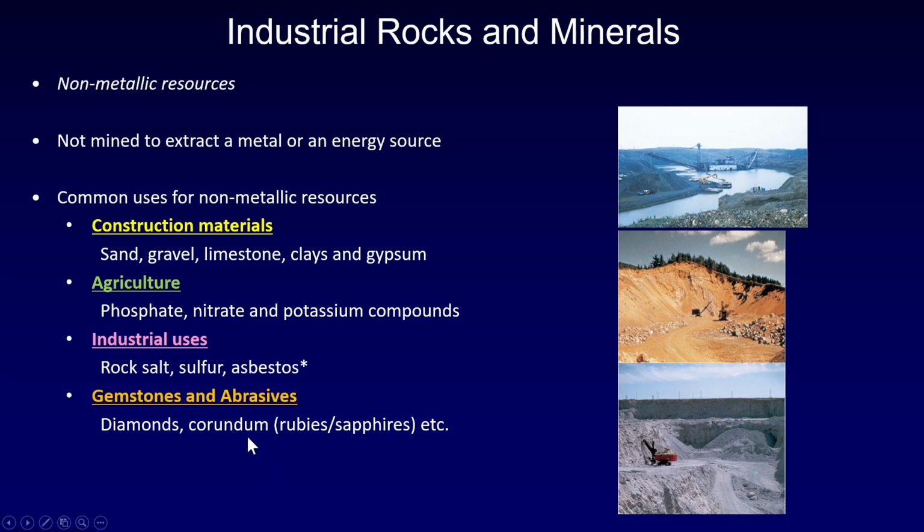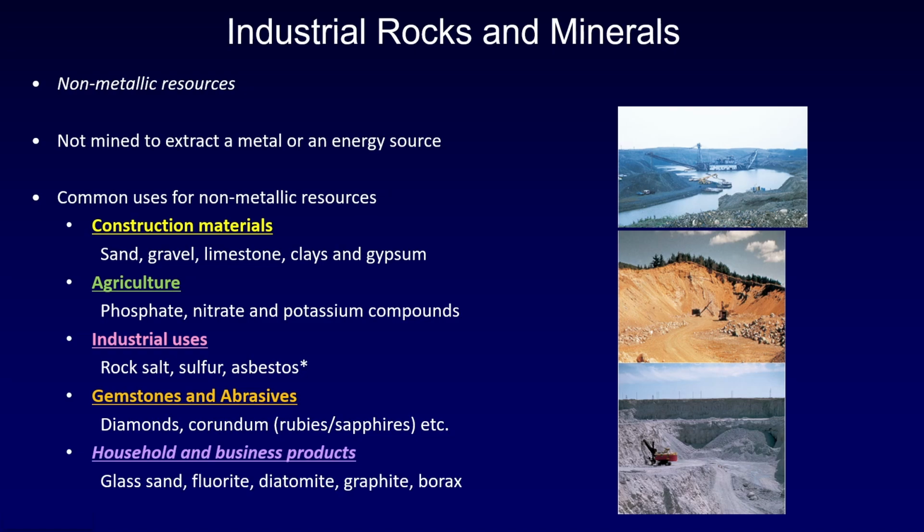So corundum is aluminium oxide, and it has a hardness of 9 on the Mohs scale. So this is amongst the second hardest minerals out there. So once again, if you crush it finely enough, it's going to make a very good abrasive for polishing and smoothing materials. And then we have industrial rocks and minerals which are used for household and business products.